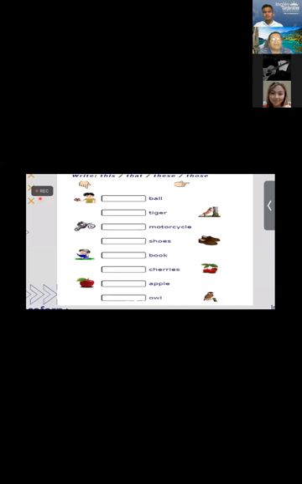Okay, thank you. Is this a ball? Yes. That tiger? This motorcycle? Yes. These shoes. And this book. Those cherries. And this apple. And that owl.